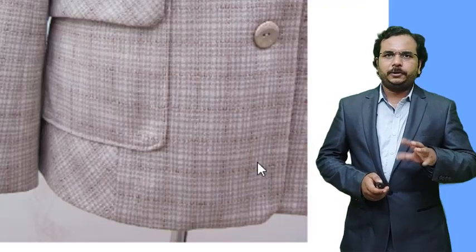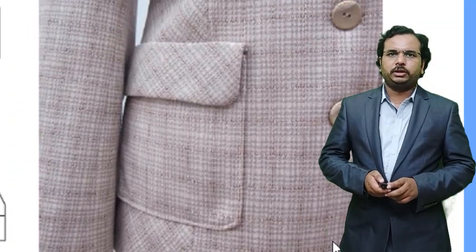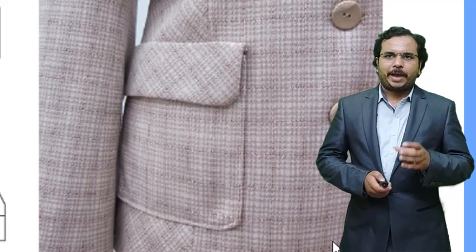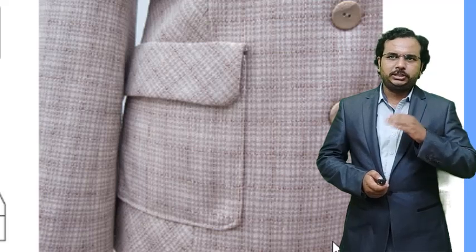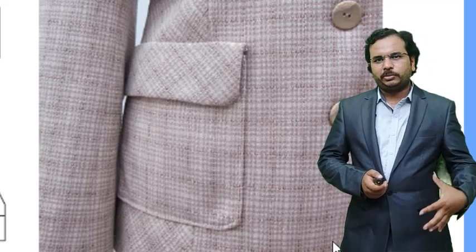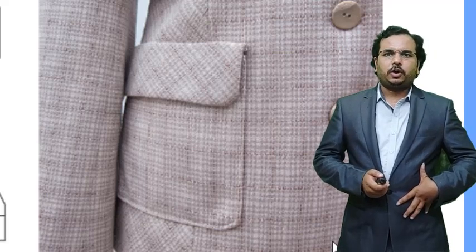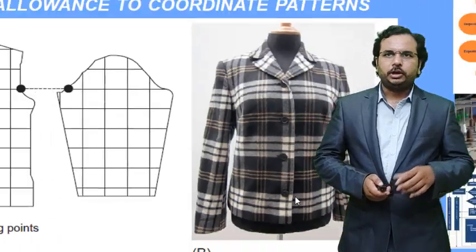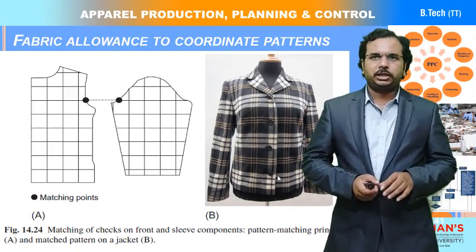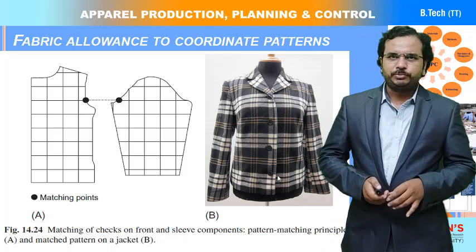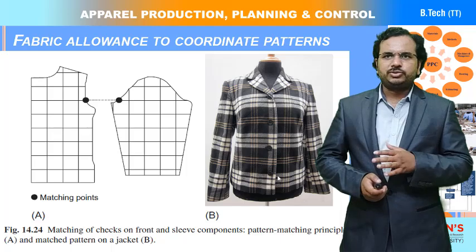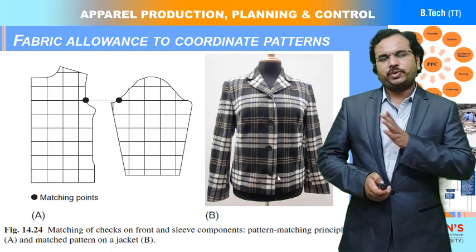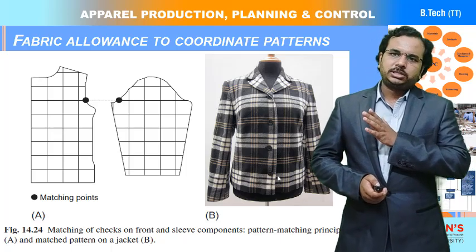Specifically, you can see one more image of a pocket which is matching: matching of the pattern of the front and the patch pocket. It is a patch pocket, nothing but separately fixed on the bodies, and both are matching. Okay, and you can see how the front bodies and even the sleeves are matched. The stripes or checks of the bodies as well as the stripes of the sleeve are matched together.